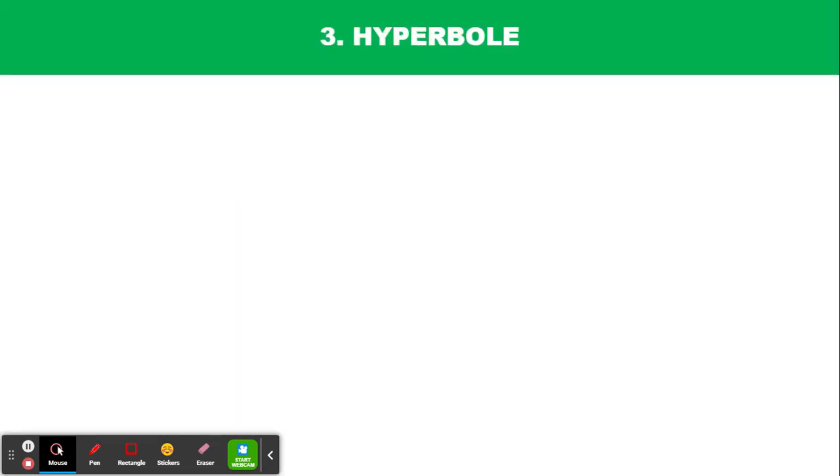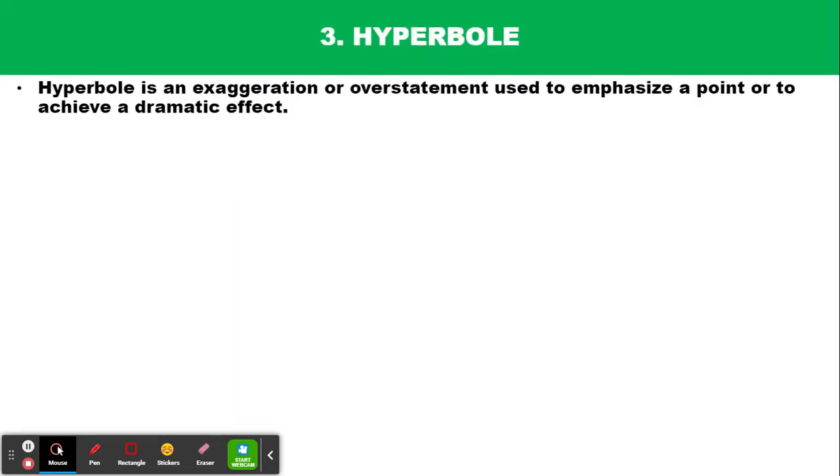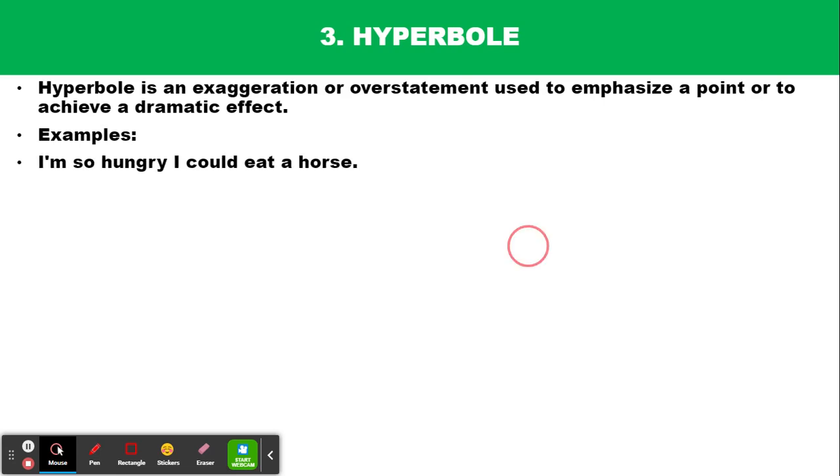Number 3, hyperbole. Hyperbole is an exaggeration or overstatement used to emphasize a point or to achieve a dramatic effect. For example, I am so hungry I could eat a horse. That is an overstatement. Musa is as big as an elephant. That is an exaggeration. Okay, so those are examples.